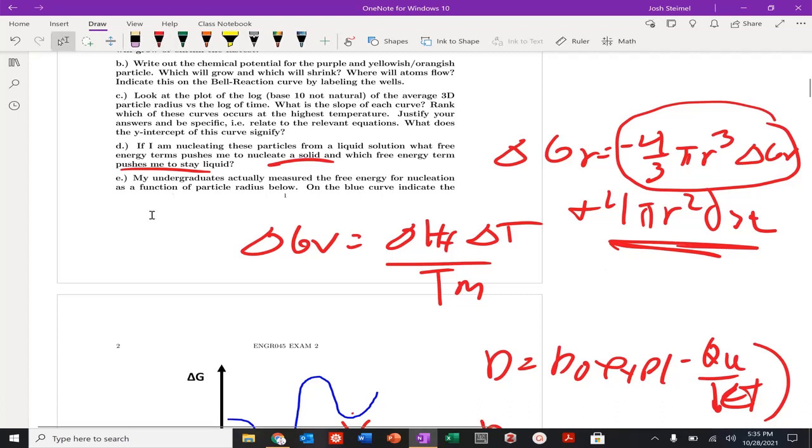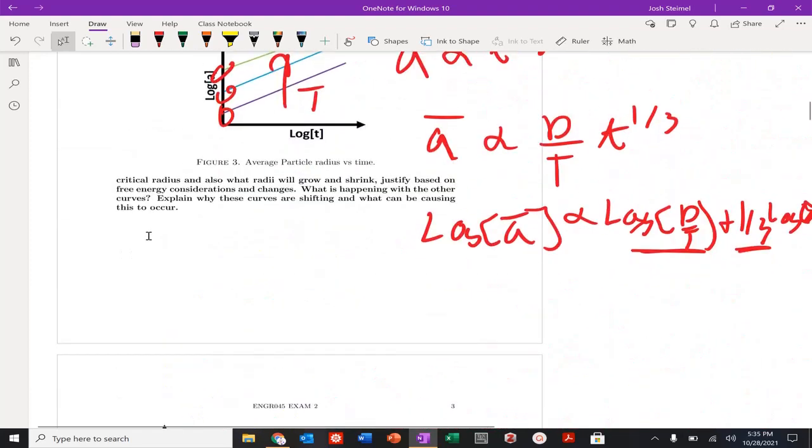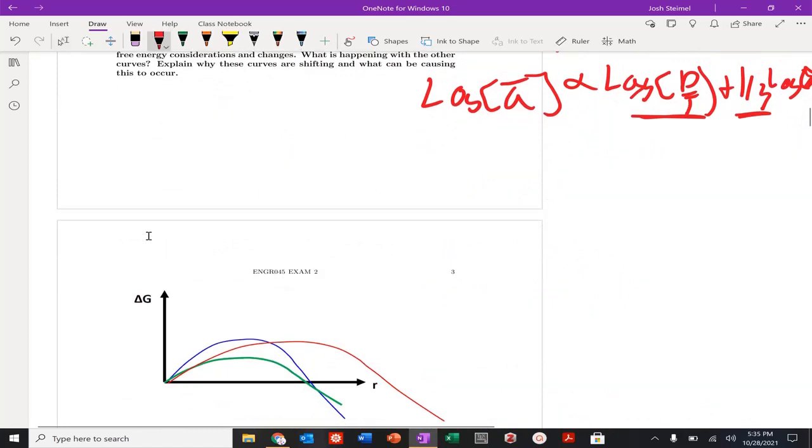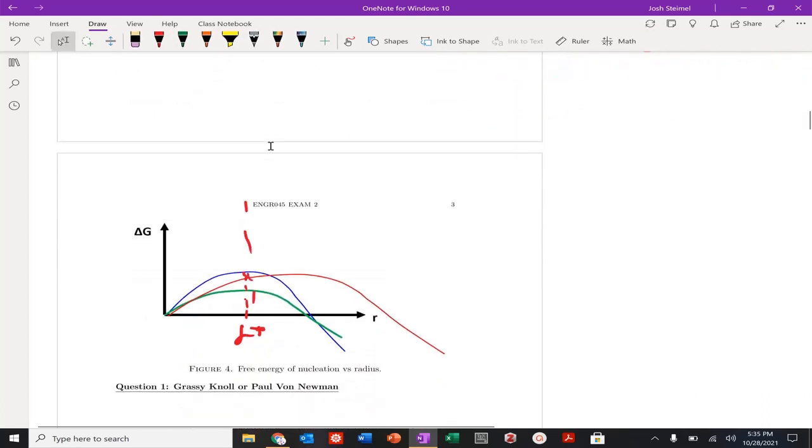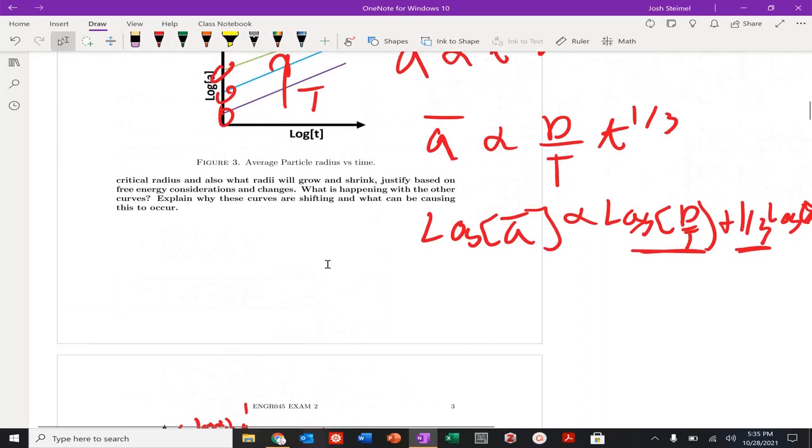My undergraduates measure free energy for nucleation as a function of particle radius. On the blue curve, indicate the critical radius. That's right here, my R star. What radii will grow? This side is going to grow and this side is going to shrink. Why? Because if I go from 1 to 2 here, I'm increasing my free energy. If I go from 1 to 2 there, I'm decreasing my free energy, so my particles will want to grow there, based on free energy considerations.